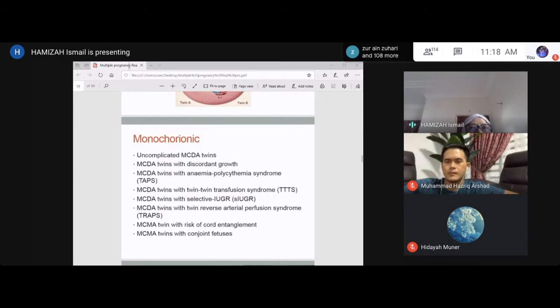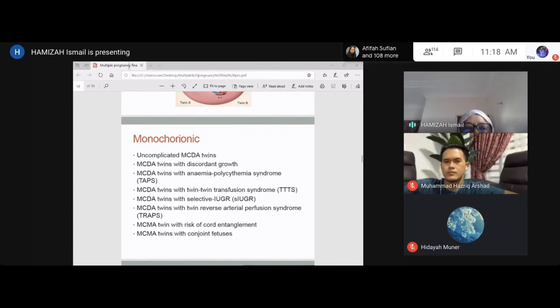And for DCDA delivery, it depends on the first twin. How is the first twin? As long as the first twin is longitudinal, then vaginal delivery is possible. But for undergraduates, if the first twin is cephalic, then you can deliver the DCDA.